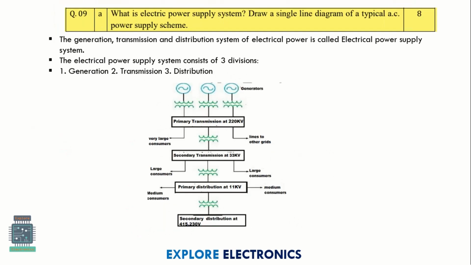What is electric power supply system? Draw a single line diagram of typical AC power supply scheme. First you need to explain what is power supply system. Generation, transmission, distribution system of electric power is called electrical power supply system. It consists of generation, transmission and distribution stages. So you need to write the diagram for the single line diagram of typical AC power supply scheme, and you need to explain in brief.